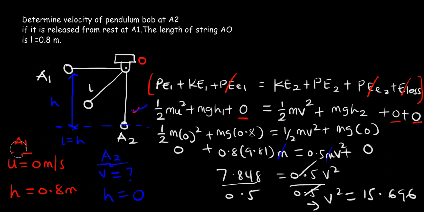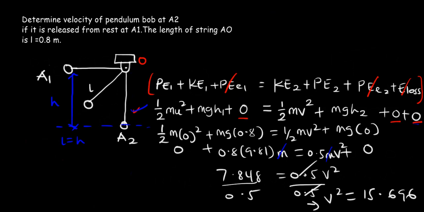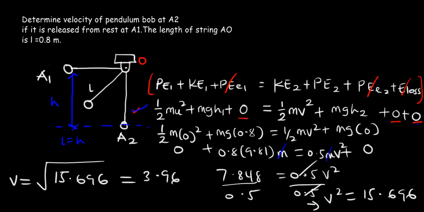We want to find v here, so you have to take the square root of what you have on the right hand side. Let's go ahead and do this. I'm going to have v equal to the square root of 15.696. This will give me a value of 3.962 meters per second. Then I can approximate this to 4 meters per second. So this will be the velocity of the pendulum bob at position A2. Thank you very much for watching this video.